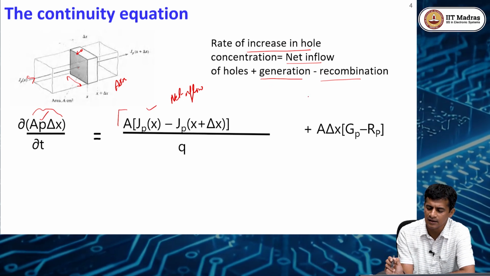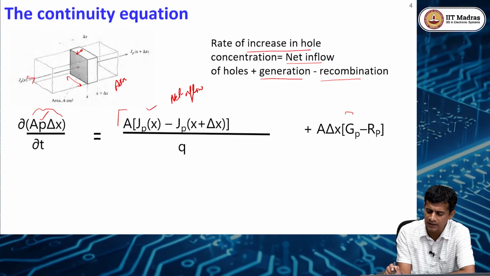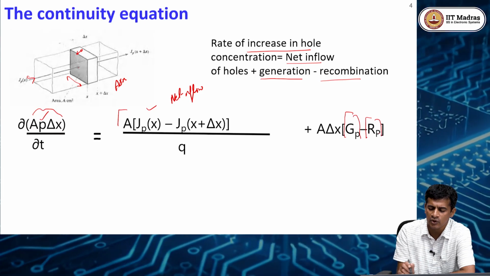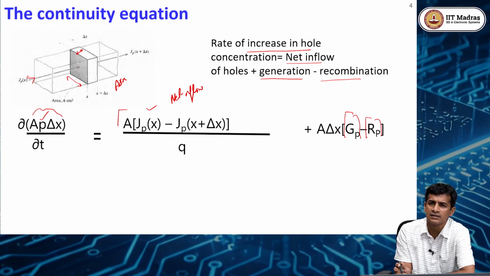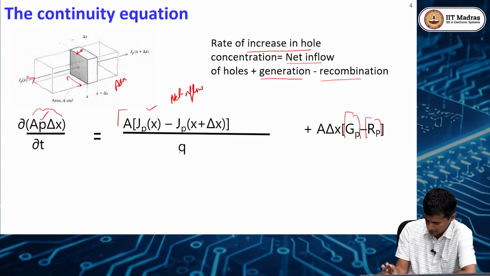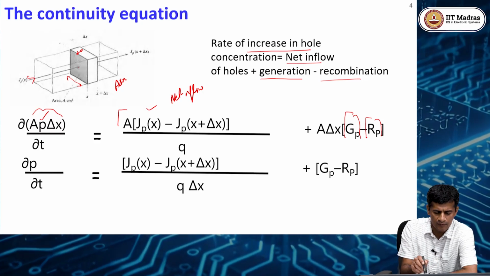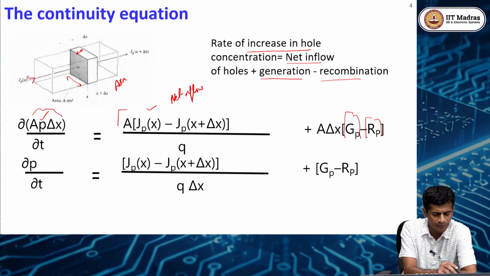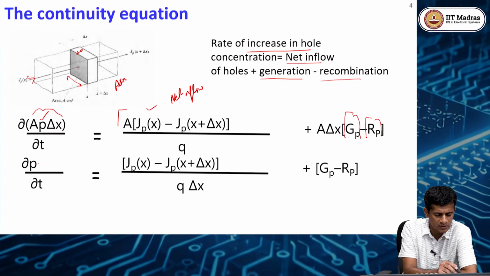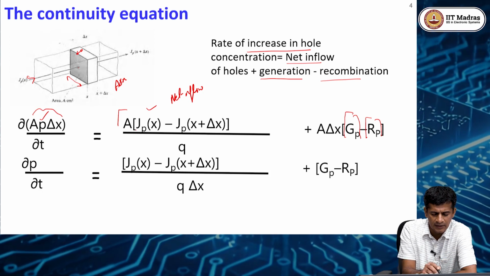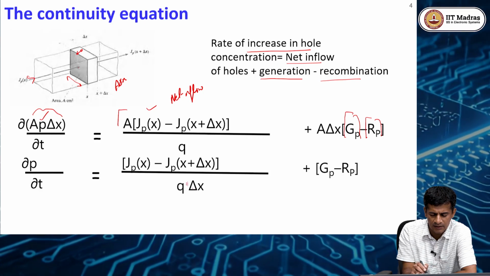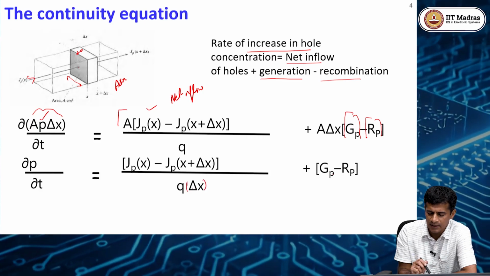That is the generation and recombination. Here also we have the generation rate per unit volume and the recombination rate per unit volume. So, you multiply that also with the differential volume A delta x. What I am going to do is divide all quantities by A delta x. So, this becomes ∂p/∂t equals, in this one, Jp, and A delta x means there is a delta x coming in the denominator, minus Gp minus Rp.